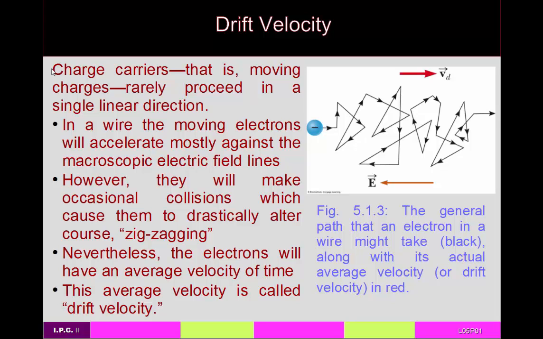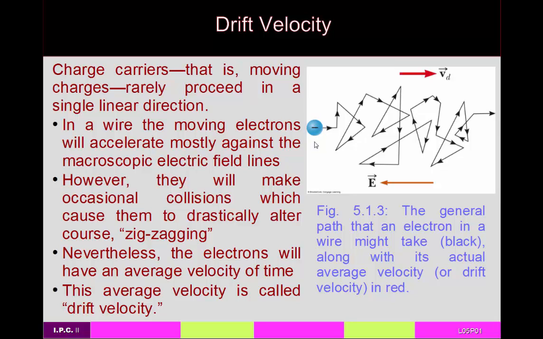Drift velocity is a sort of averaged velocity for an individual particle. And what you see here in this diagram is here's an electron, here's the electric field direction. The electron doesn't just move in a straight line against the electric field. It doesn't just accelerate in a straight line against the electric field, for that matter.